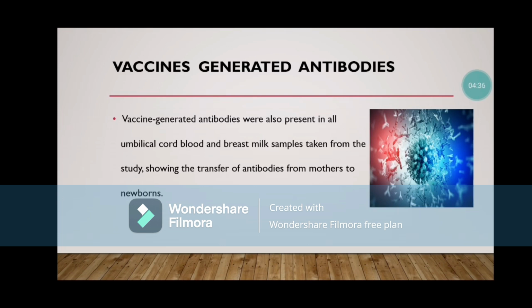Vaccine-generated antibodies were also present in all umbilical cord blood and breast milk samples taken from the study, showing the transfer of antibodies from mothers to newborns. This is basically a natural process in which mothers transfer nutrients and other things to newborns through the placenta. So when mothers are vaccinated and there is an unborn baby, they will transfer that protection through the placenta to the unborn baby. So that unborn baby is also protected now.